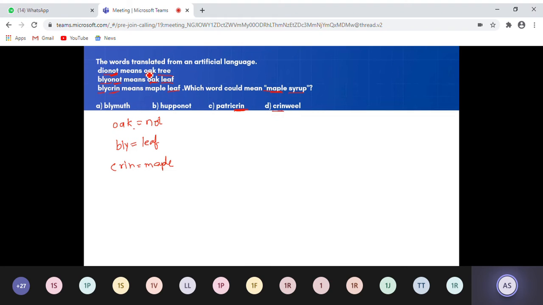Got it? If you see here, in the coded word, not is in the second part of the word, right? This will be in the second part, but it comes first. And do is first, but it comes later. Similarly here, what is first here? Maple syrup. That will come in the second half. So where does it come in the second half? Answer option C. That is Patrick. Clear?